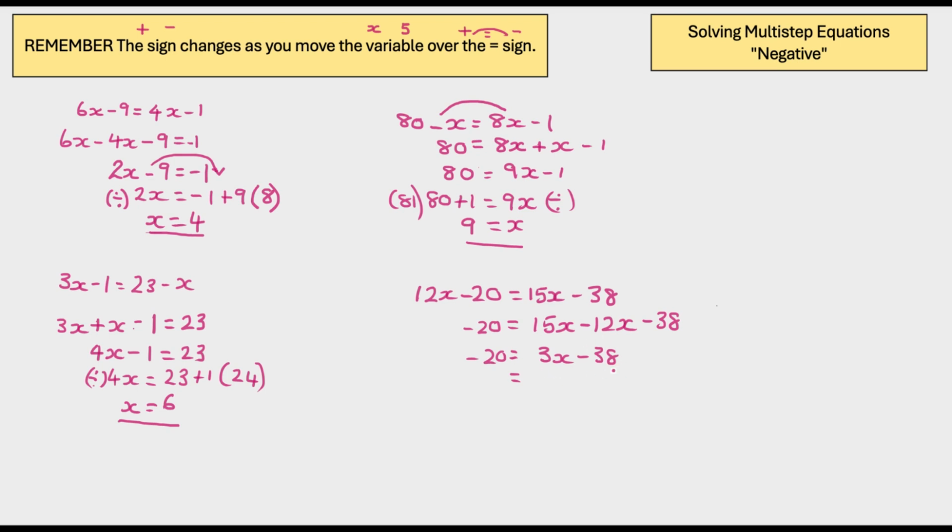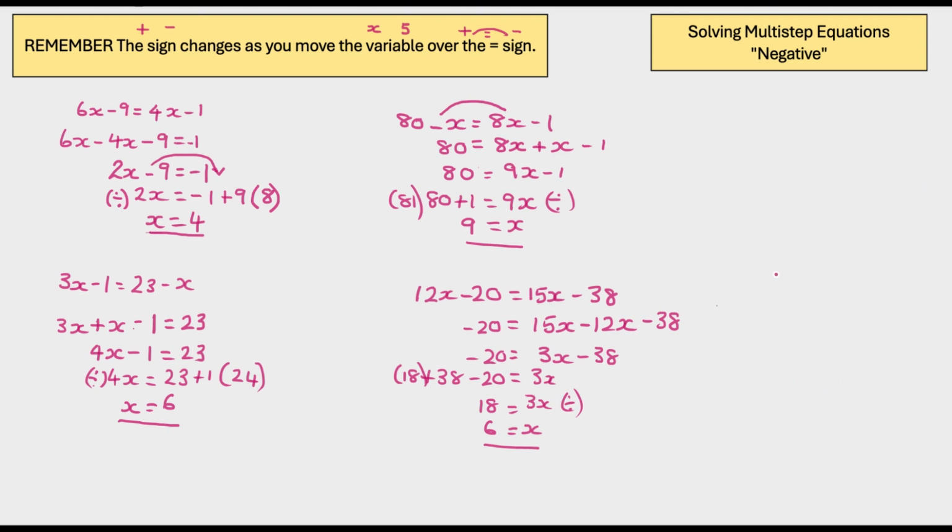So now we need to get the numbers over. So that minus 38 becomes a plus. So now we've got plus 38 minus 20, which equals 18. So that's what we've got left. Divide as normal. 3 into 18. How many times does 3 go into 18? It goes 6. So the answer is 6. x equals 6.